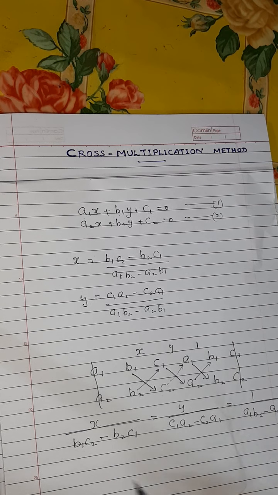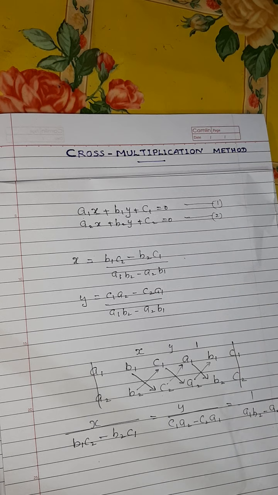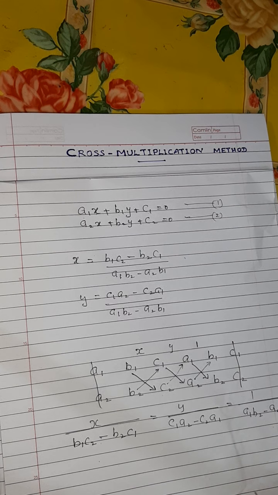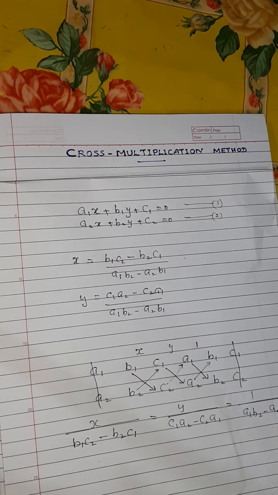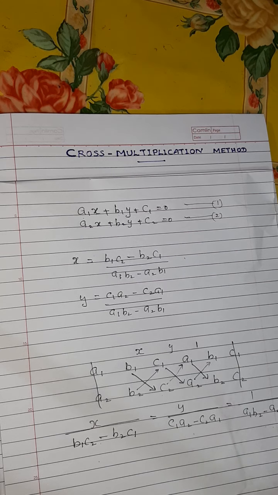The next step is equating the first and last. You get this equation, and by equating the first and last, we get the value of x, and equating the second and third or second and last, we get the value of y. This is the crossing method. By simplification, you get this answer.